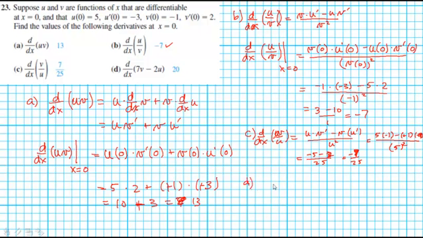And then D, which is actually the easiest among them: the derivative with respect to x of 7v minus 2u is equal to 7v prime minus 2u prime, which is 7 times v prime, which is 2, minus 2 times u prime, which is negative 3, so we get 14 plus 6, or 20, and that matches the answer there.